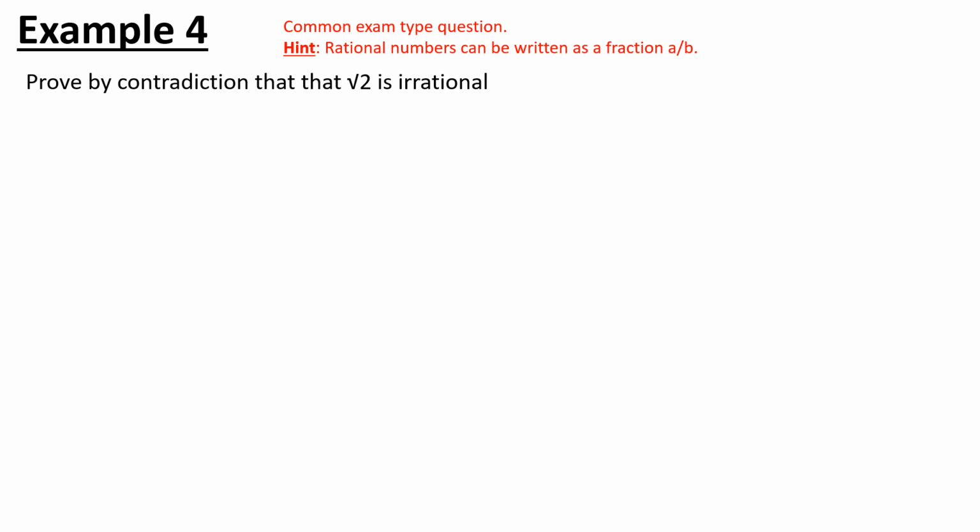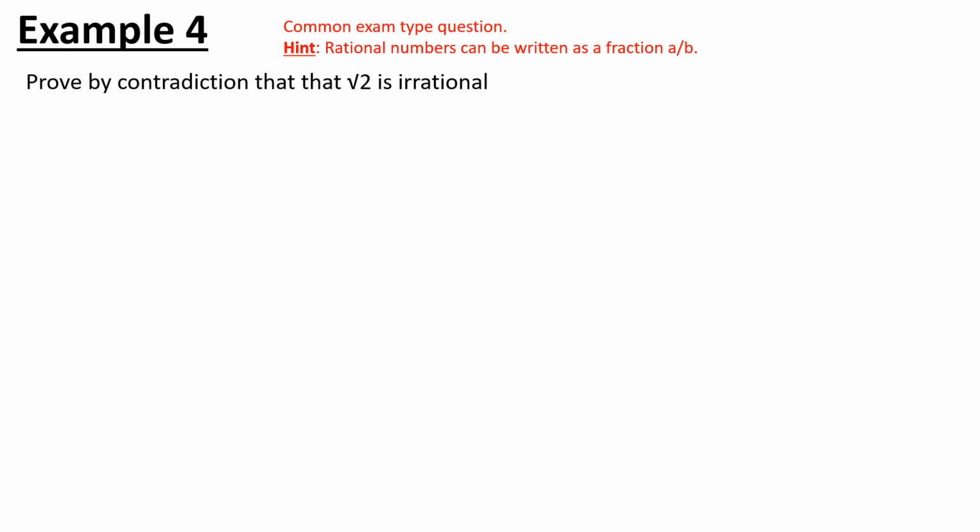So for this one, it's useful to remember the difference between a rational and irrational number. The hint at the top is just to recap what a rational number is. It's any number that can be written as a fraction, for example a over b. You can use any letters, I've just chosen a and b. So a rational number could be written as a fraction in that way.